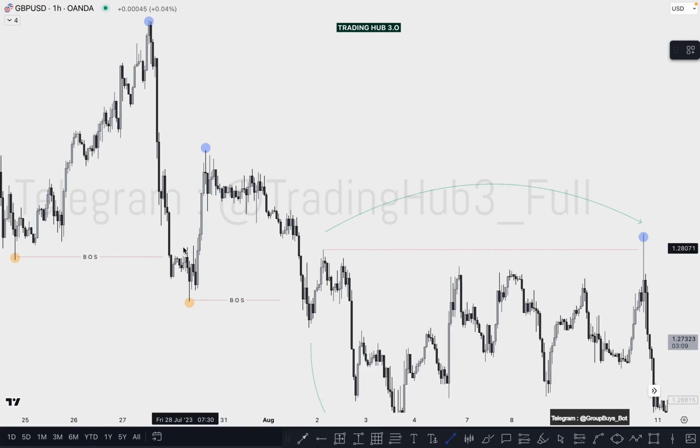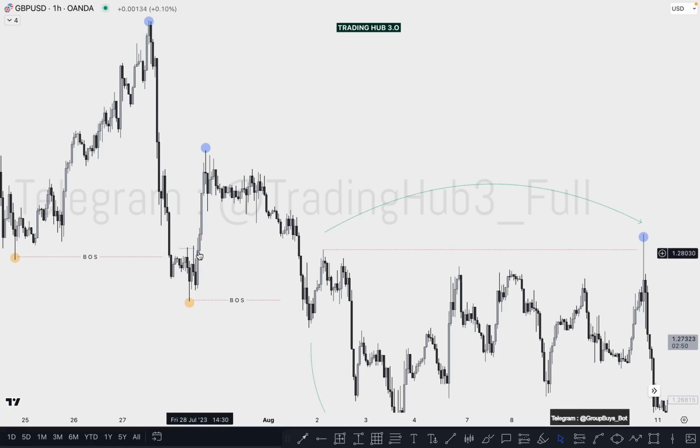Okay, so in this case, where is our inducement? In this case, the first pullback is here, which is taken out. So this is an inducement. If market takes out the inducement, our low is confirmed here. So basically we are trying to buy or sell after the inducement is taken out. So this inducement is taken out. Generally we are looking here for a sell, where if the inducement is swept here, we are selling here.